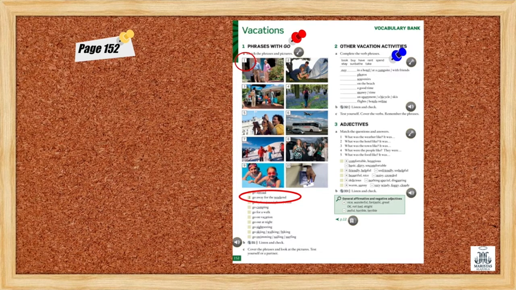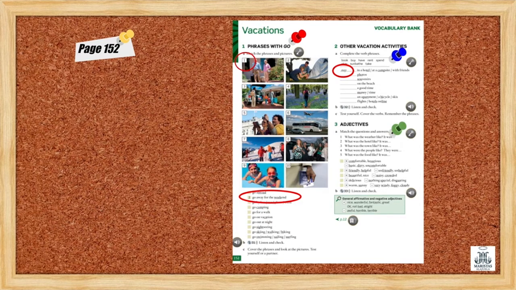Exercise 2A. Other vacation activities. You need to complete here the verb phrases. For example, what do you do in a hotel, at a campsite, or with friends? We can say that we stay in a hotel, we stay at a campsite, or we stay with friends. So please complete the verb phrases. Do not repeat verbs.